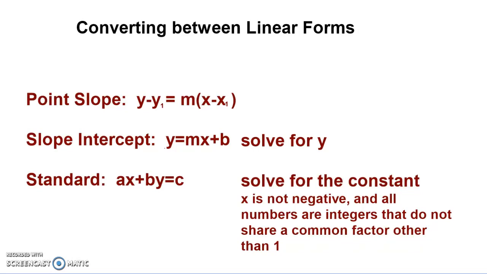Now, if you notice, in slope-intercept form, we have y by itself on the left side of the equal sign. So that means anytime you're putting anything in slope-intercept form, you are solving for y. We also have standard form, which has c. C is the constant by itself. So anytime you're putting anything in standard form, you are solving for the constant.